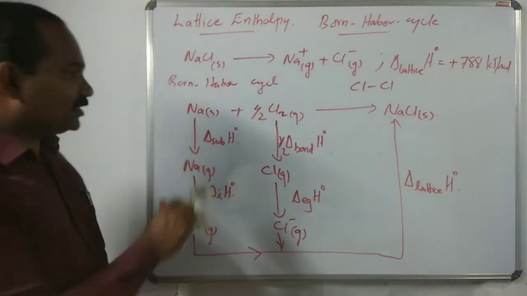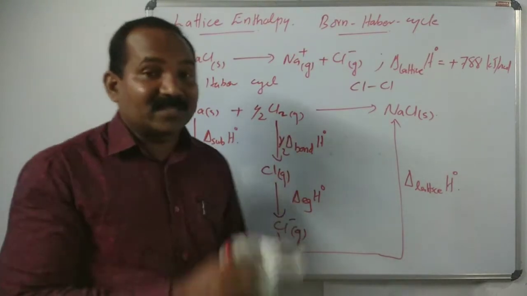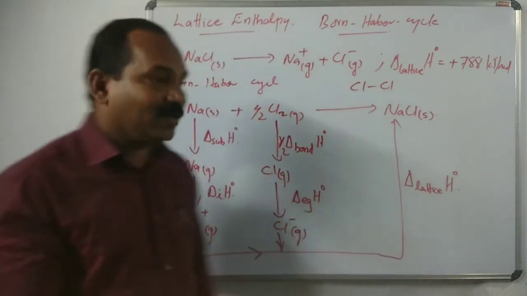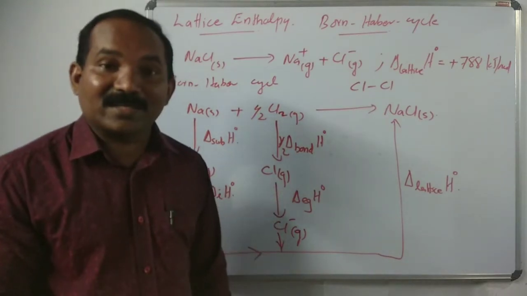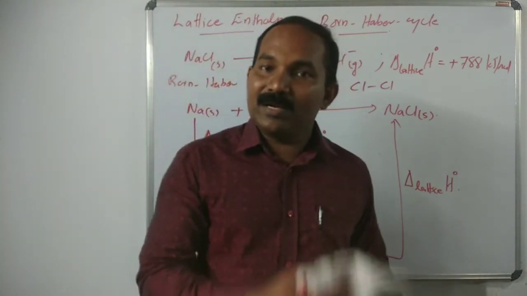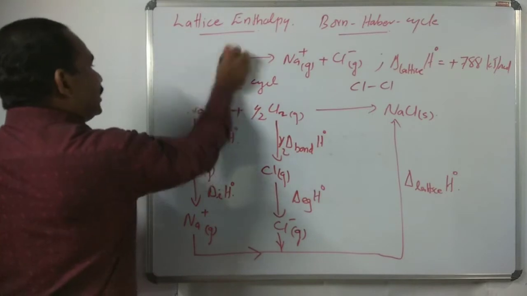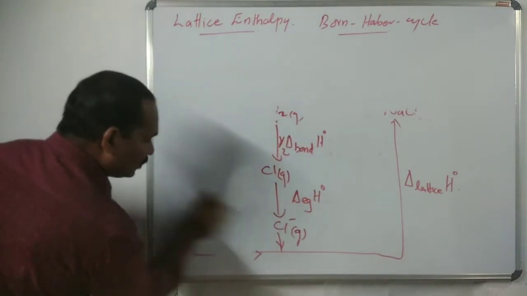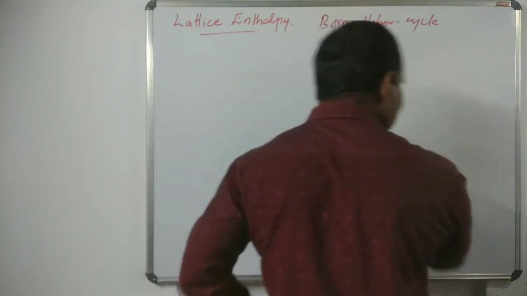I just erase this cycle to go to the problem section. In the NCERT book, the cycle is given in another pattern. That is also correct, but I think this pattern is easier to understand. Go through the NCERT diagram as well. Keep this cycle in your mind and we consider the reactions one by one.